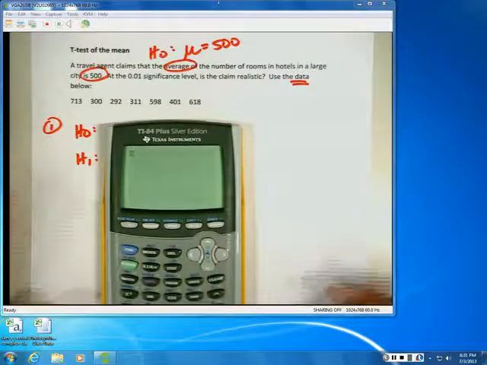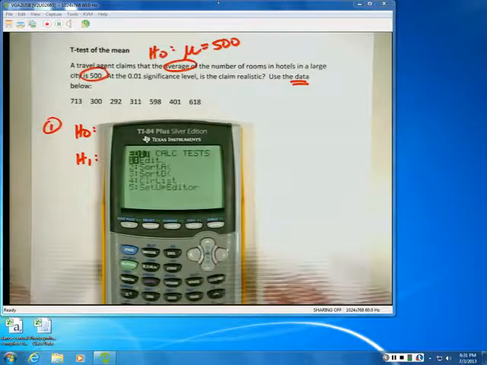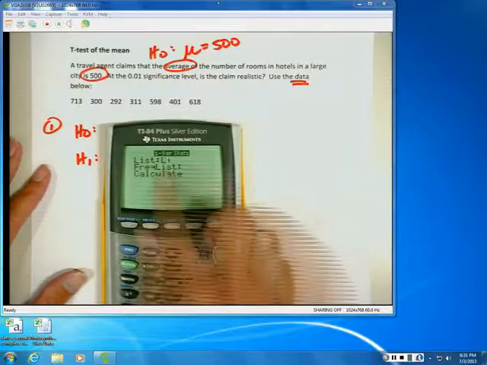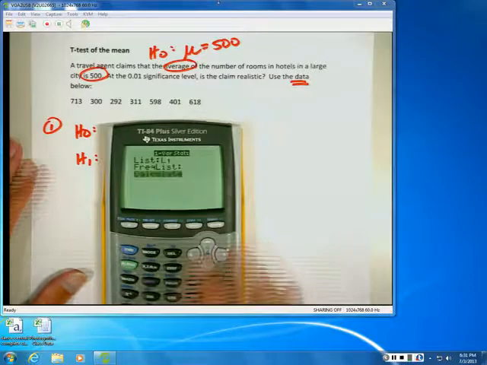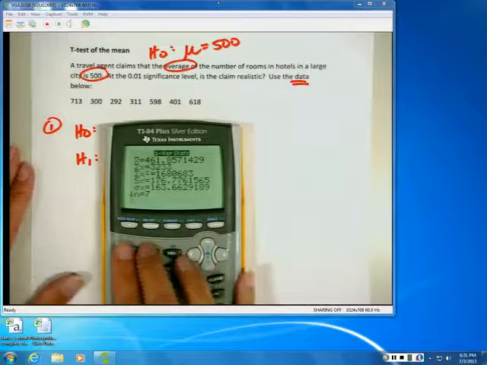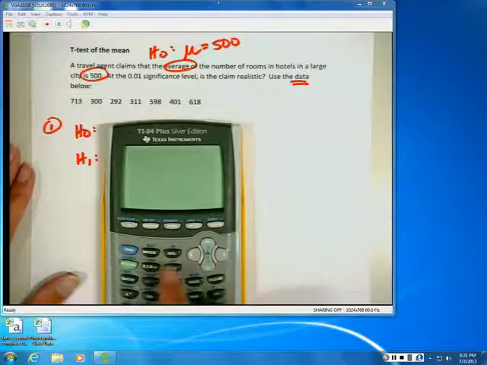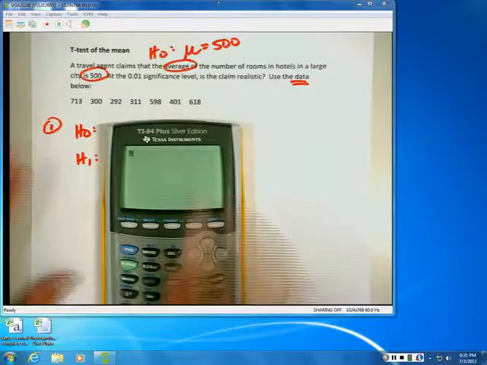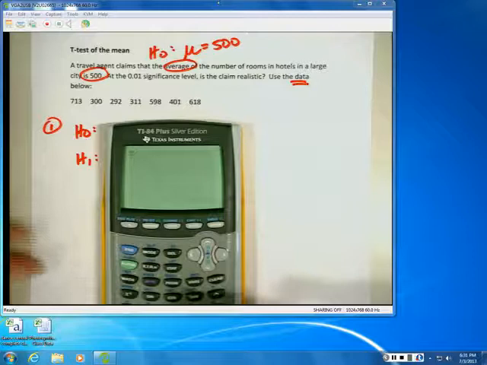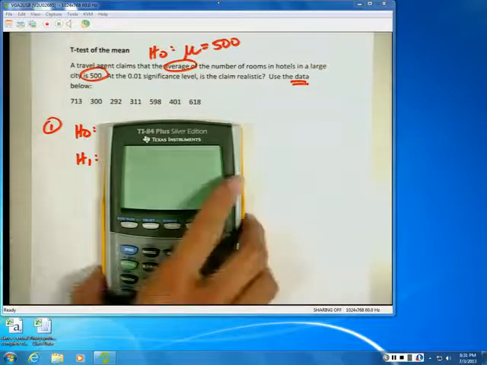I don't need to compute one variable stats. I could and write it down and do it that way. I could go calc one variable stats. My list is in L1. I leave the frequency list alone and I hit calculate. I could do that, but the calculator will do it for me. So I'm going to quit this. I am going to go to stat here in a minute, but I want my data in there when I'm ready for the test value. I'll grab my calculator again.